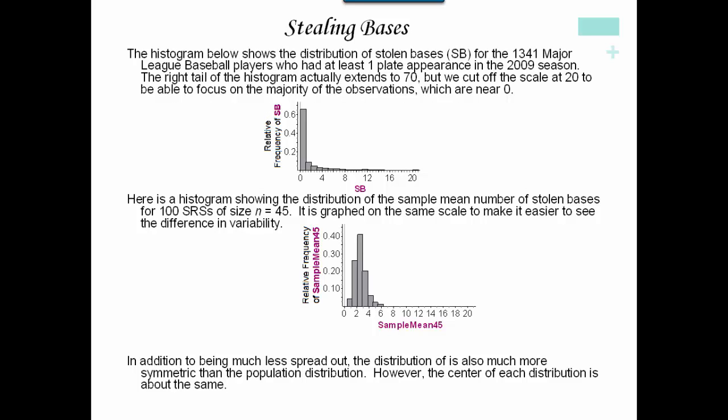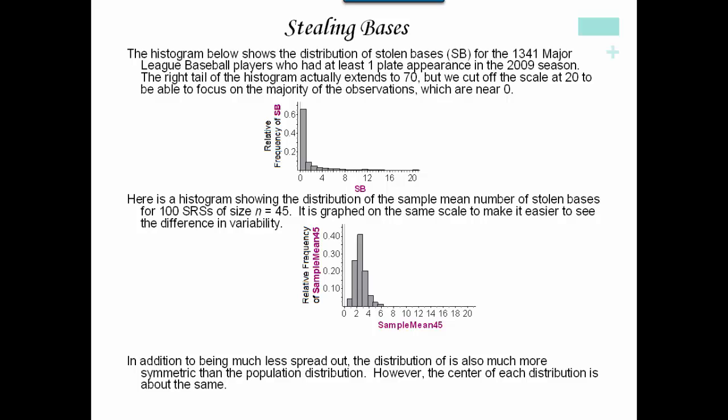The histogram below shows the distribution of stolen bases for the 1,341 Major League Baseball players who had at least one plate appearance in the 2009 season. The right tail of the histogram actually extends to 70, but we cut off the scale at 20 to be able to focus on the majority of the observations, which are near 0.